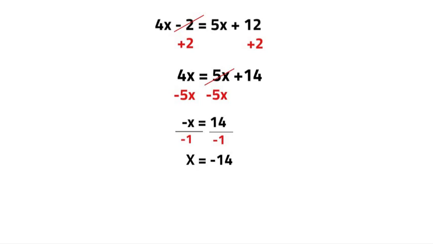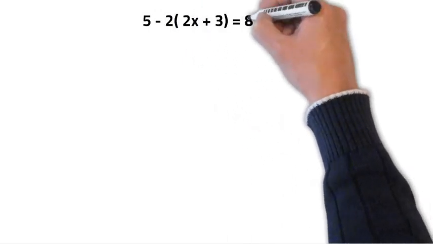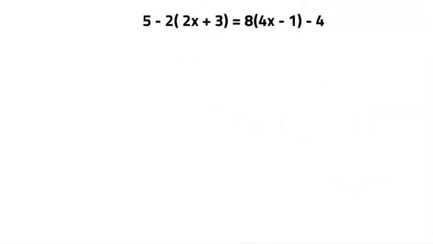So we'll go through one more that's a little longer. I recommend taking a minute and trying to solve this one before we work through it. So we got 5 minus 2 times 2x plus 3 equals 8 times 4x minus 1 minus 4.